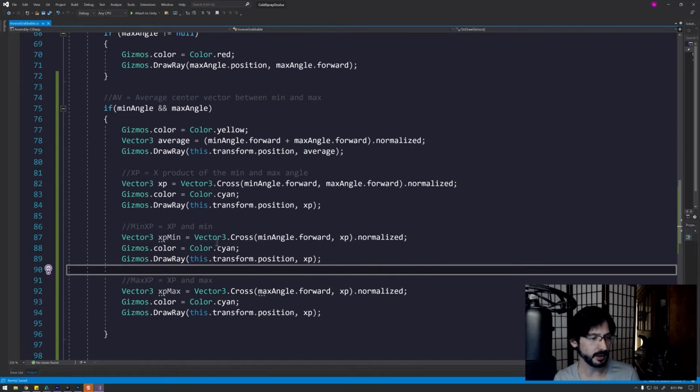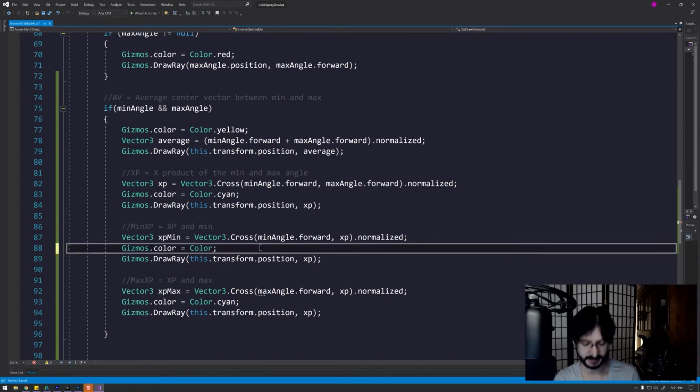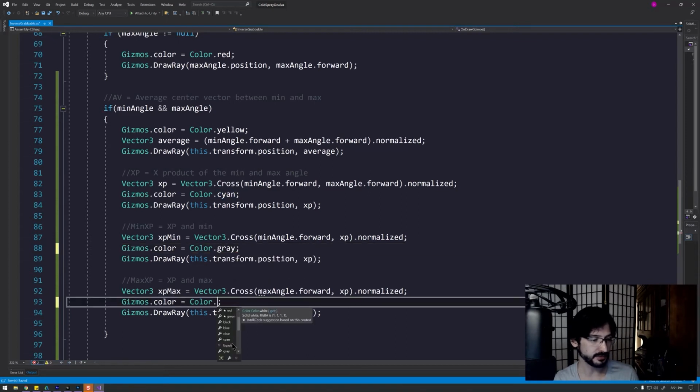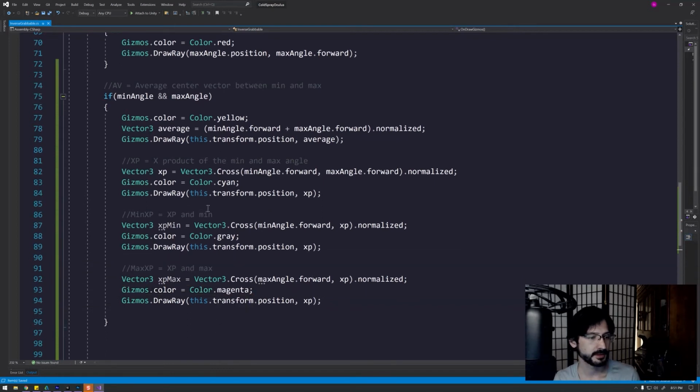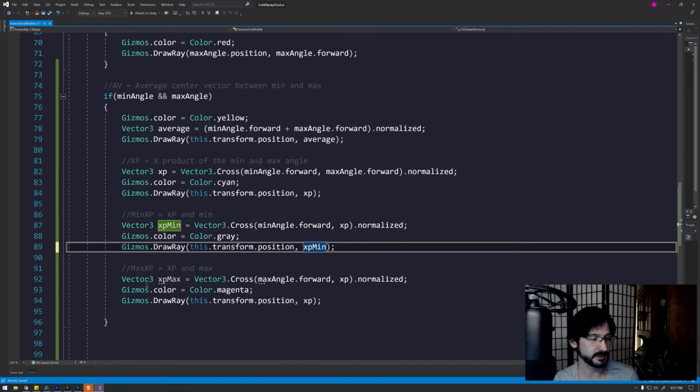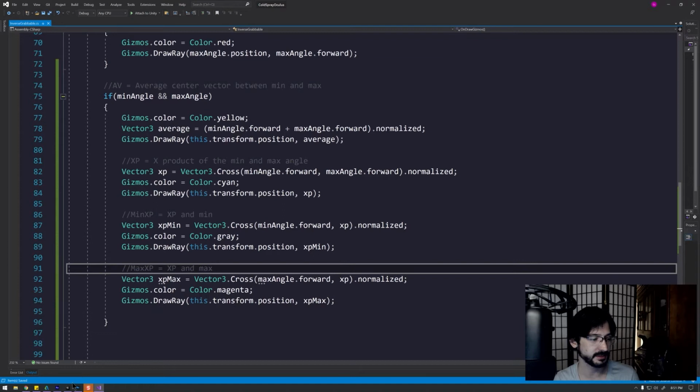Normalized as well. Our color should not be cyan though. Let's pick something else. So we had cyan already. What if we used a gray value for this one? And this one we can use a magenta. Why not? So then we need to replace the variable, right? Otherwise we're just drawing the same thing several times. So XP min and XP max, save both of them.